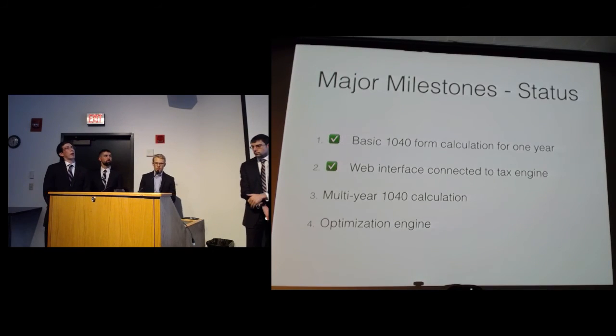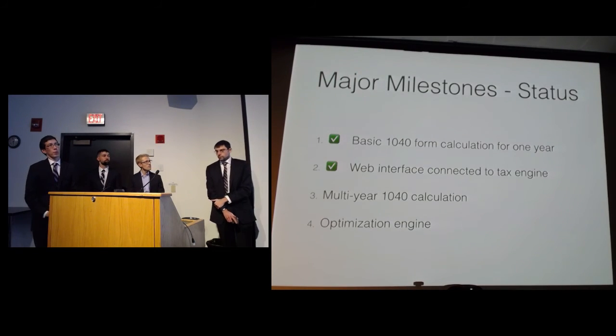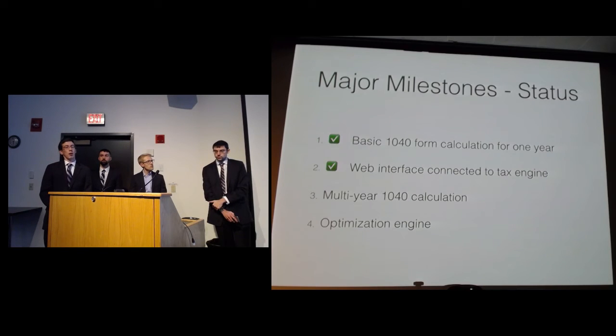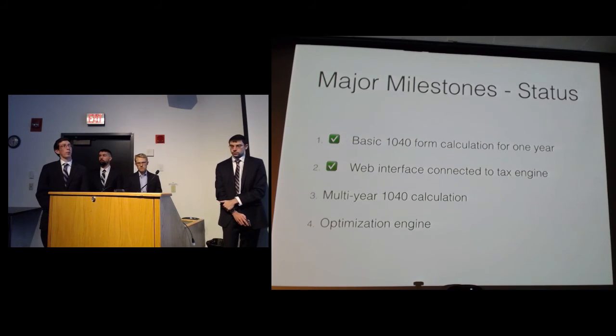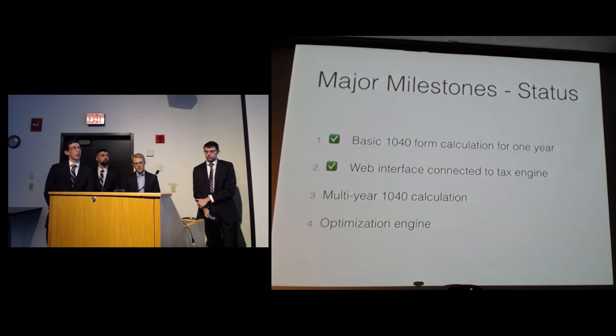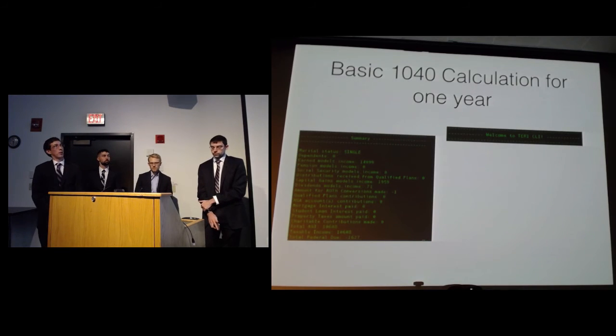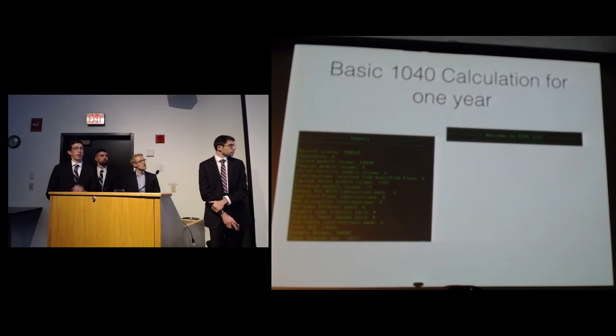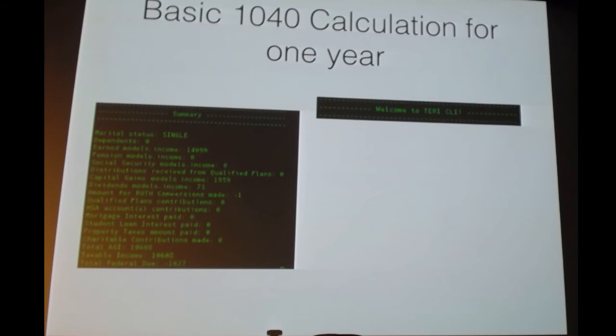So far, we have completed our first 2 major milestones, which were first getting a basic 1040 calculation for 1 year, and then also hooking up the web interface to the engine so that we could calculate, again, 1 year of a 1040 form. And so this is what our first iteration looked like. It was command line based. You had to enter it in one by one into a command line, and it printed out the final number of tax due, the total taxable income, and then how much tax that you owed.